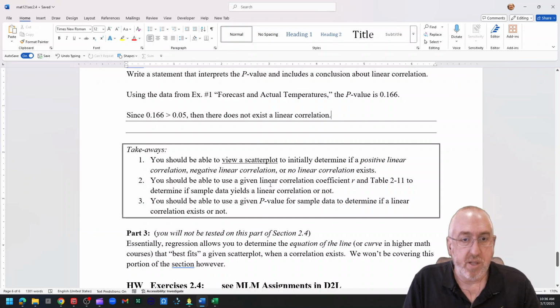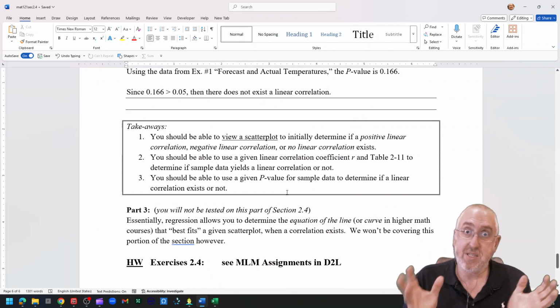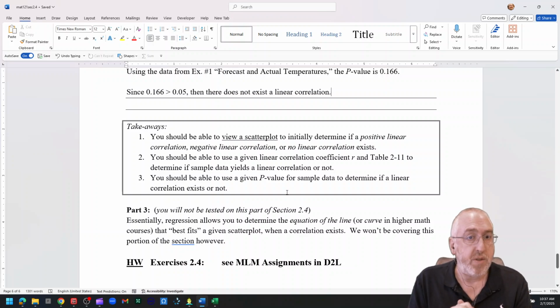You should be able to use the given linear correlation coefficient R and table 2-11 to determine if sample data yields a linear correlation or not. And then the third check, using the p-values. You should be able to use the given p-values for sample data to determine if a linear correlation exists or not. So that's all you're really going to need for this section.